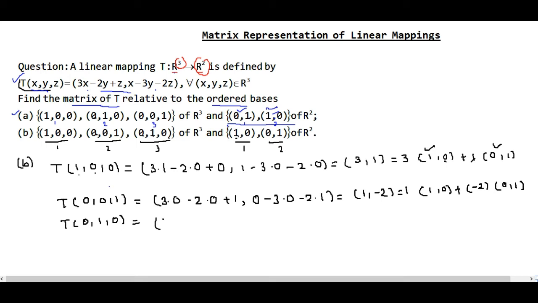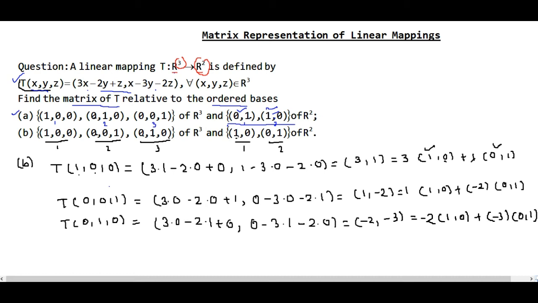Again, try to write T of 0 1 0. The third vector is 0 1 0. So we write T of 0 1 0. Here x is 0, but y is 1 and z is 0. So 0 minus 3 into 1 minus 2 into 0. We get minus 2, minus 3, and we write it as minus 3 of 1 0 plus minus 2 of 0 1.